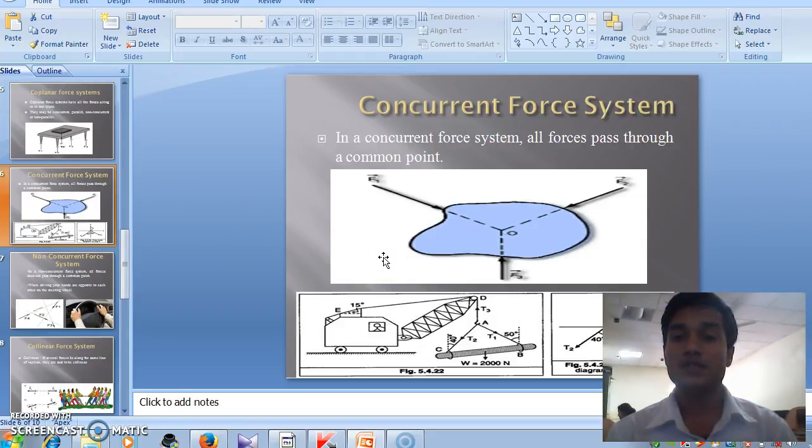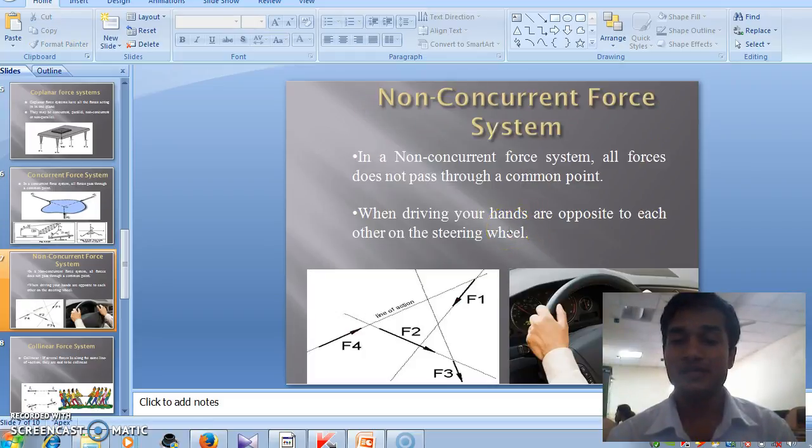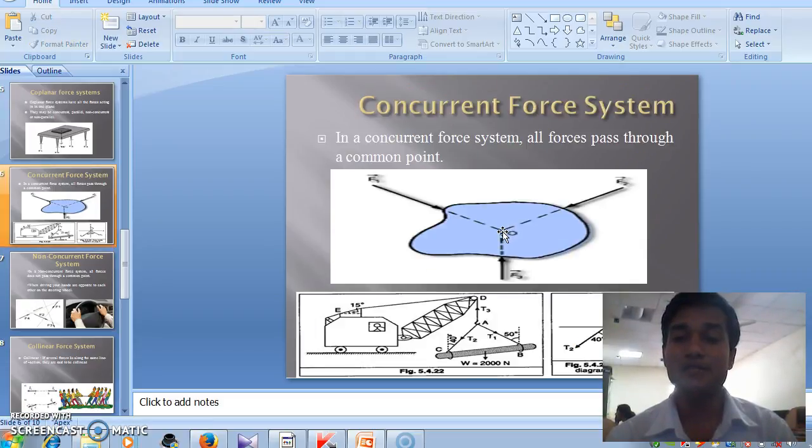A concurrent force system is a system in which all the forces pass through a common point, meaning the lines of action of all the forces must meet at a certain point. Here we can see a body where three forces are acting, and the lines of action of these three forces meet at the same point, that is O. Thus this type of forces becomes a concurrent force system.